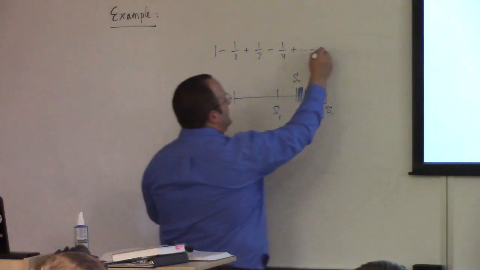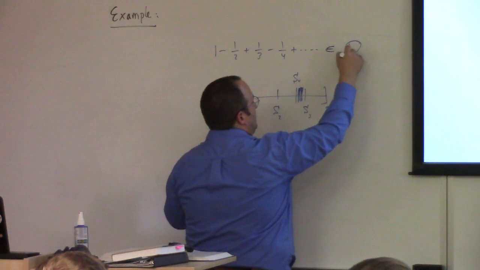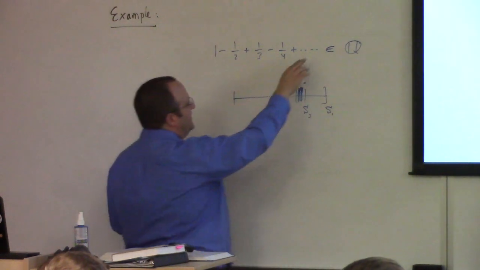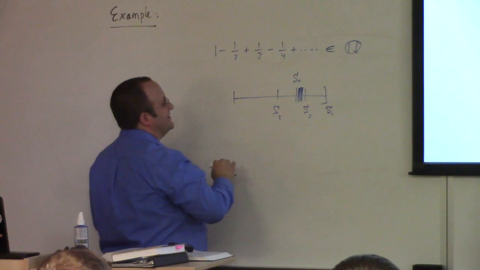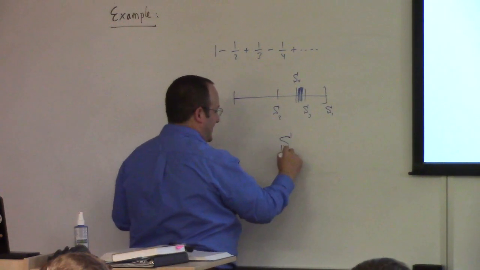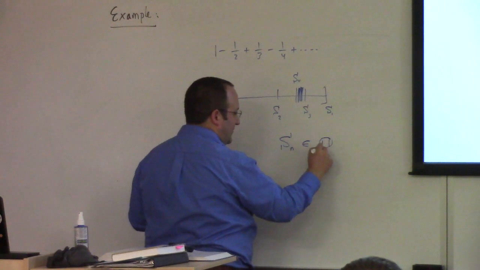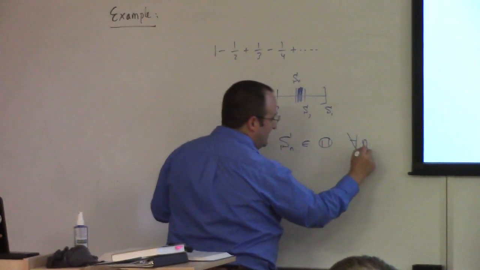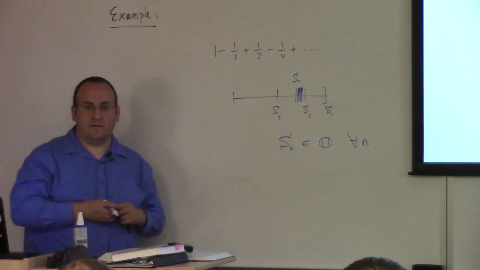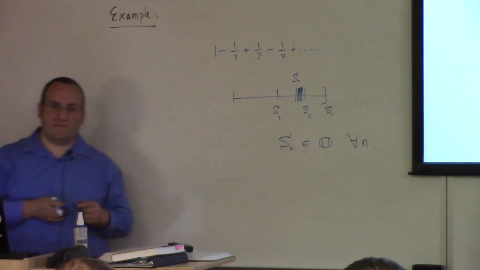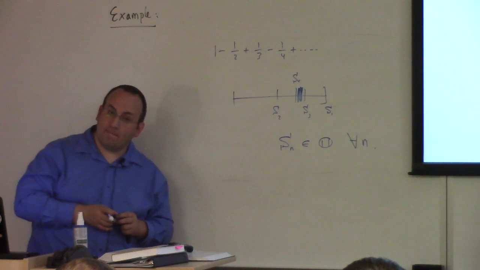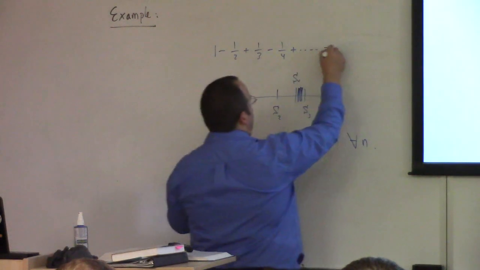Also, this is an element of the rational numbers, right? No matter how far you go, this is dangerous. Sorry, I shouldn't say that. What I should say is that S sub n is an element of the rational numbers for all n. But what is the limit of this sequence? What's that? Yeah, it's log 2, right?